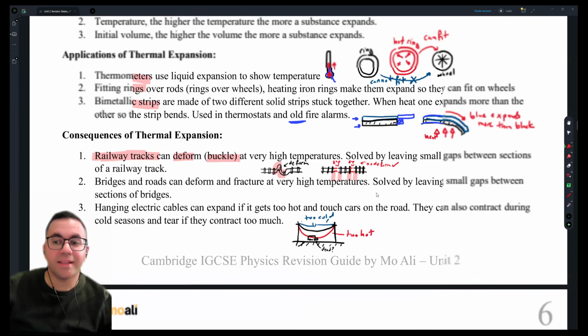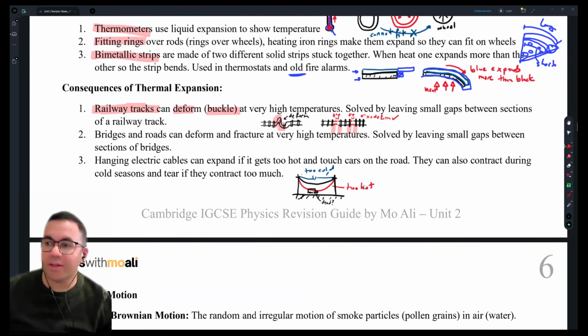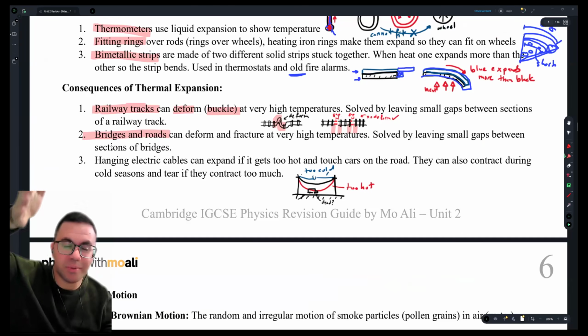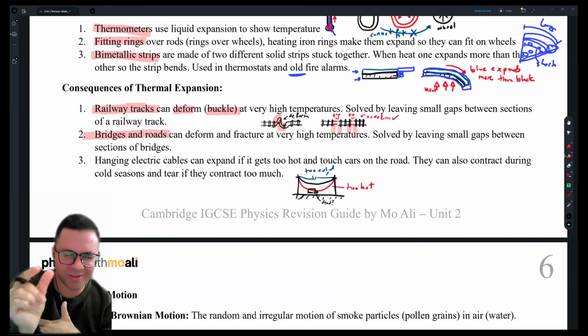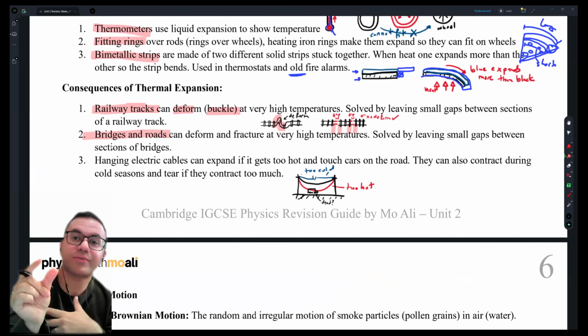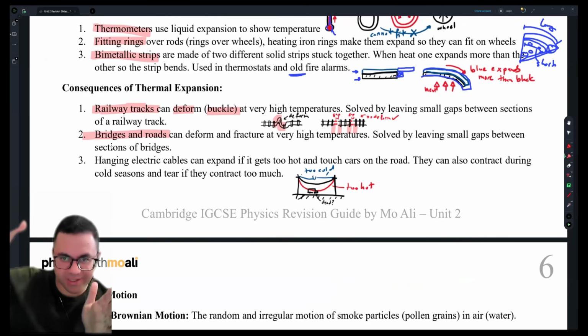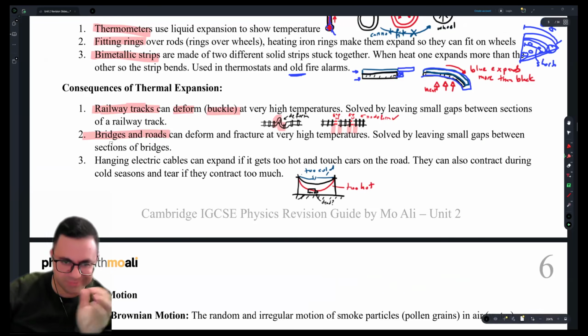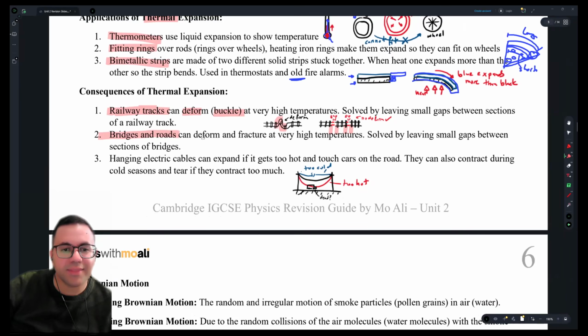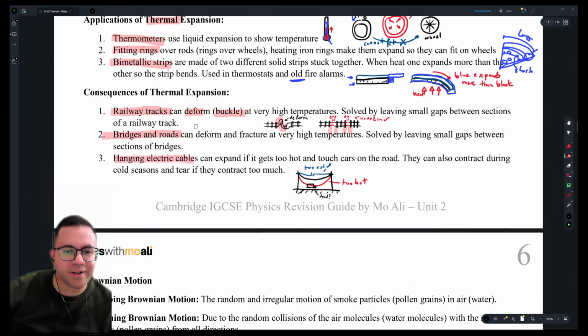Okay. Next, the same problem can happen not just with railway tracks, but with bridges and roads. So whenever we build bridges, we usually build them in sections and we leave very thin gaps between them. They don't need a lot, but we do leave thin gaps because if they expand and we don't let them, like they're fixed with no gaps, the concrete will crack. Bad idea. And then electric cables that are hanging.